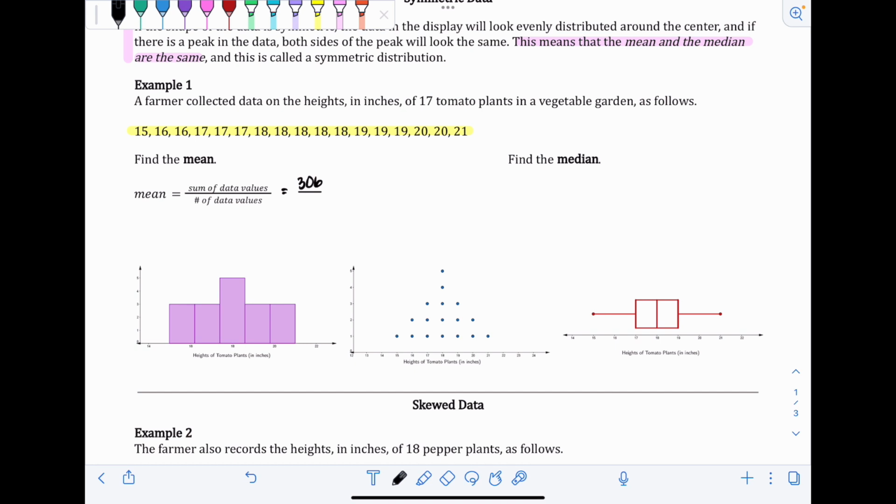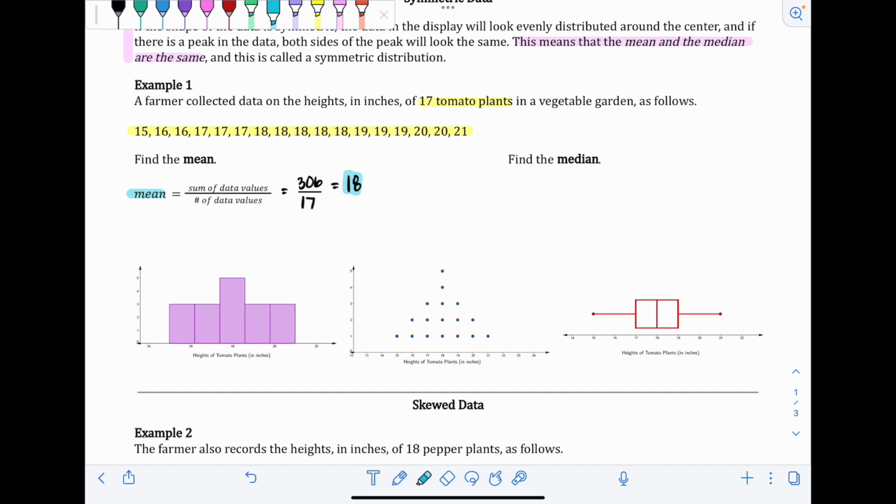And then after you have your sum, you divide by the amount of numbers within your set. You can count up all these numbers, or the original description of the problem tells us how many there are. It says a farmer collected data on the heights in inches of 17 tomato plants. So that must mean there are 17 numbers, but you can always count to double check. So we'll do 306 divided by 17, the amount of numbers that we added together. 306 divided by 17 is 18. So that means that the mean of our data set is 18. And that means it's the average.